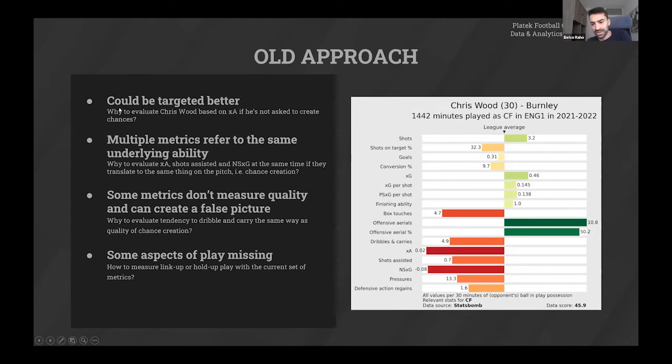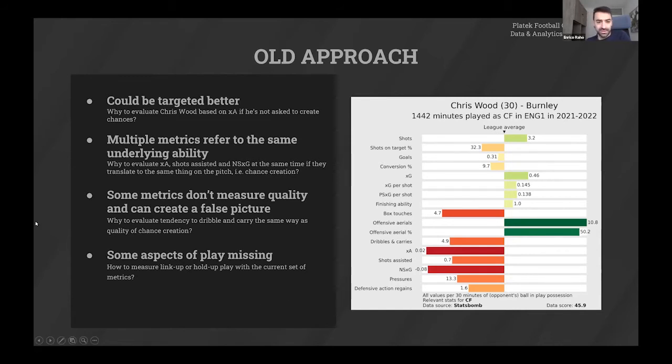So they could be targeted better, based on what the player is doing, what the coach is asking him to do, what the philosophy of the club is in the end. And we also had metrics that in the end refer to the same underlying ability. For example, expected assist and shot assisted, they are always correlated, tied together. So why would you show both of them if they are telling you the same thing? It would be better off picking one stat that describes chance creation and using that one stat in the data profile.